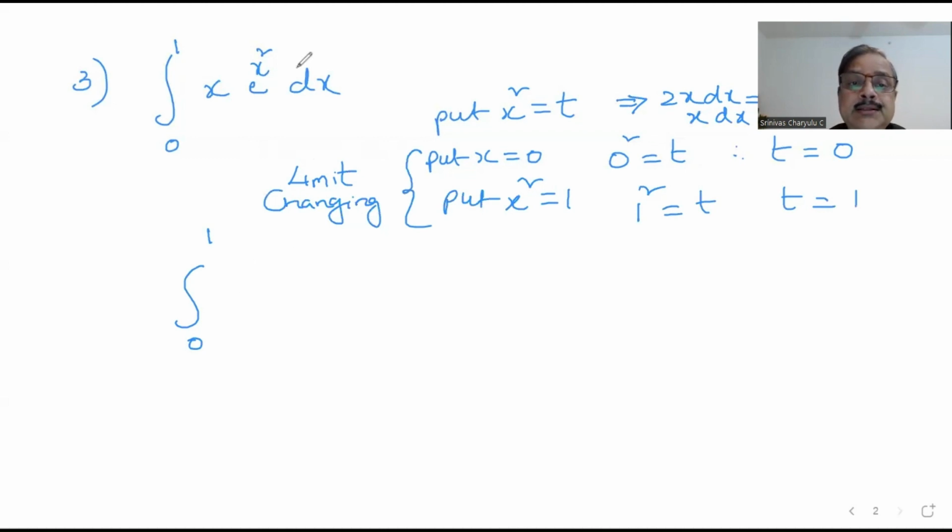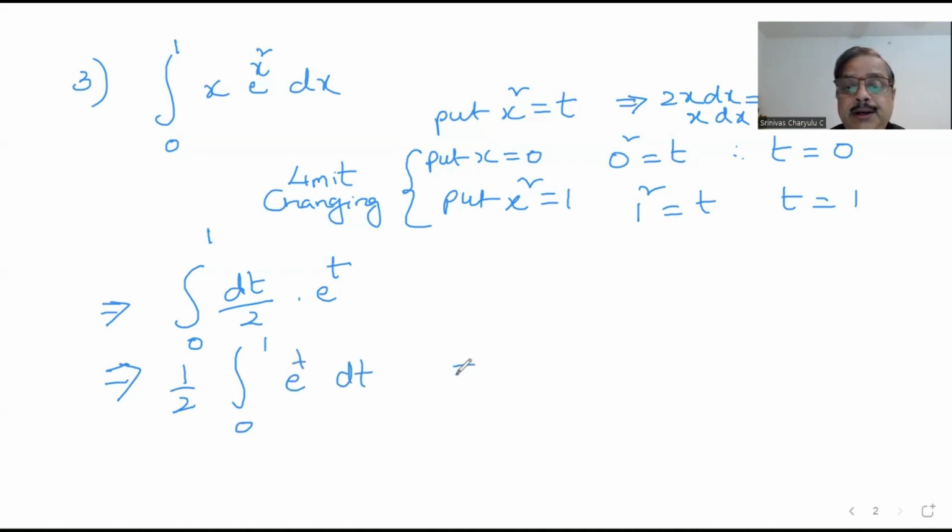So here x dx place is there. That will become dt by 2 e to the power of t, because x square value we can write t. So your sum becomes like this now. So 1 by 2 is right outside. Integral 0 to 1 e to the power of t dt. So now you write down, e to the power of t means integration is e to the power of t. Half is outside. We should not forget half.